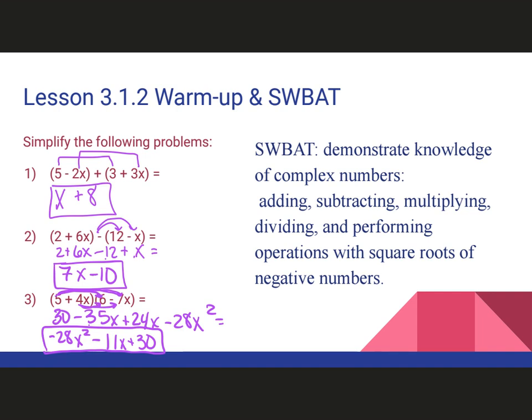And then you rearrange and combine any like terms that you can. So the negative 28x squared goes first, then negative 35x plus 24x is negative 11x, and then plus 30 just tags along at the end.